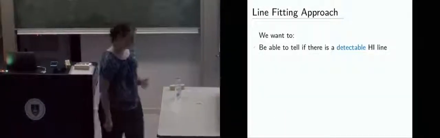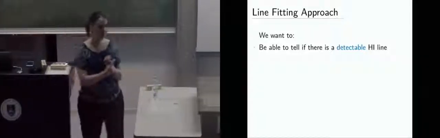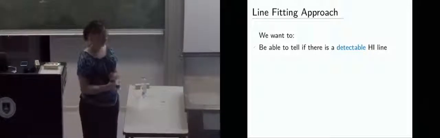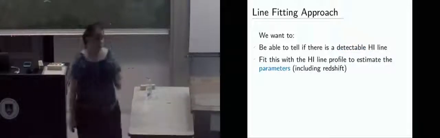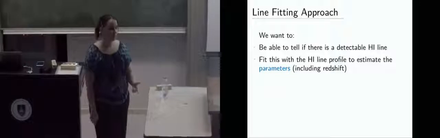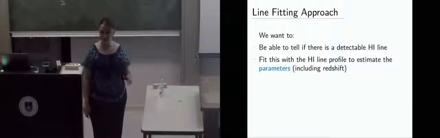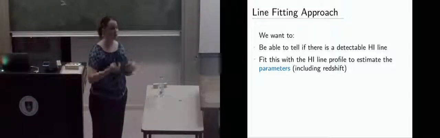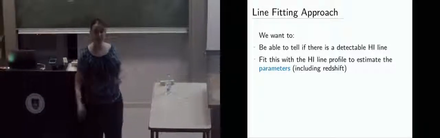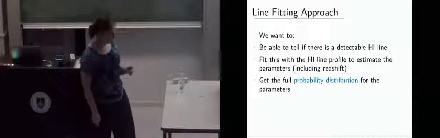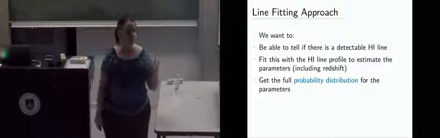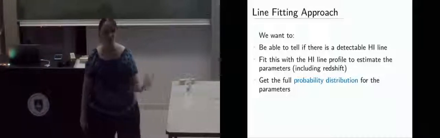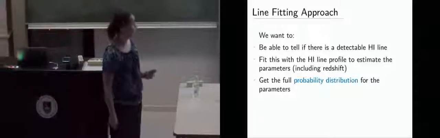So these are the things we want our algorithm to be able to do. Is there a detectable line? We want to know for sure that it's not just noise. Then, once we know that there's a line, we want to be able to fit it to get out these parameters. Specifically, we care about the redshift, but other people are very interested in the evolution of hydrogen, so other parameters are also very useful. More than that, we want to know the probability distribution over those parameters. What are their uncertainties? What does the shape of the probability distribution look like?